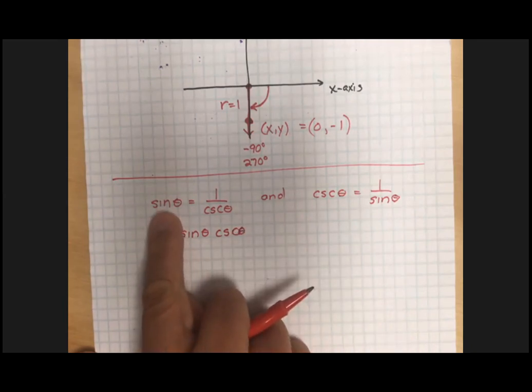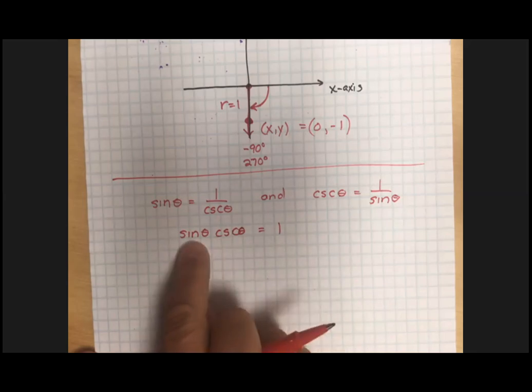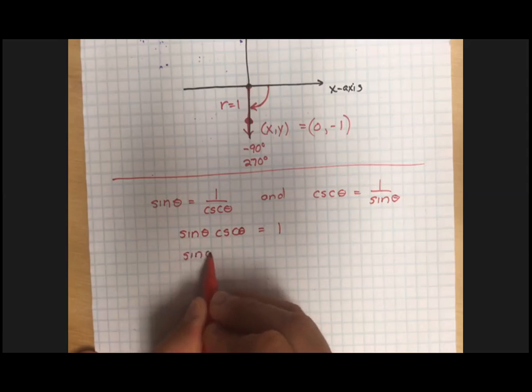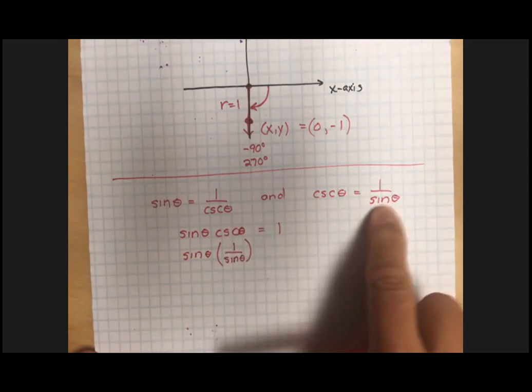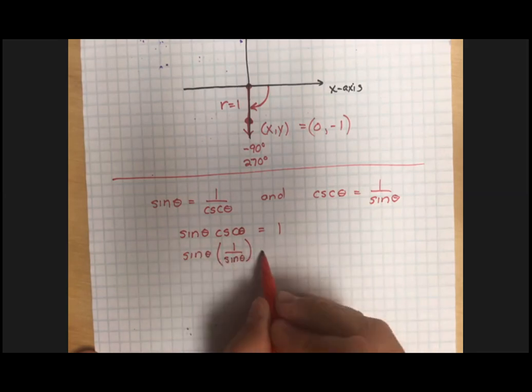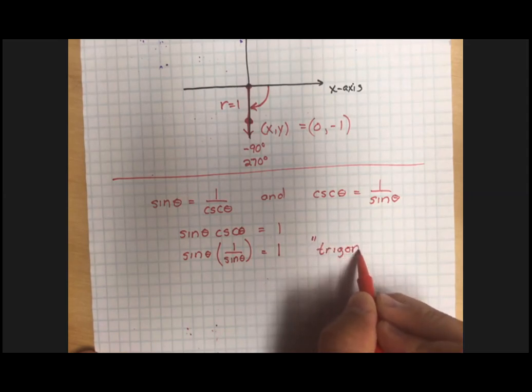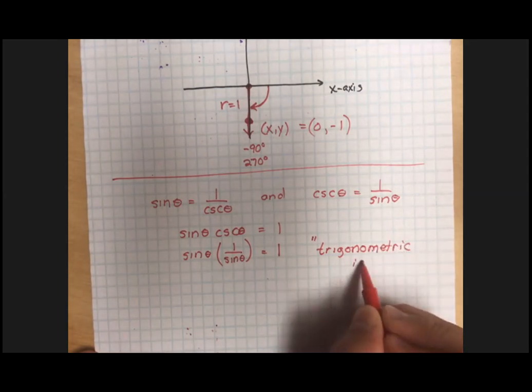What happens if you multiply 7 times 1/7? Well, you get 1. And here, sine theta times cosecant theta, it looks fancy, but realize it's just 1. Because cosecant theta can be replaced with 1 over sine theta. 1 over sine theta times sine theta is 1. This is an example of what people call a trigonometric identity.